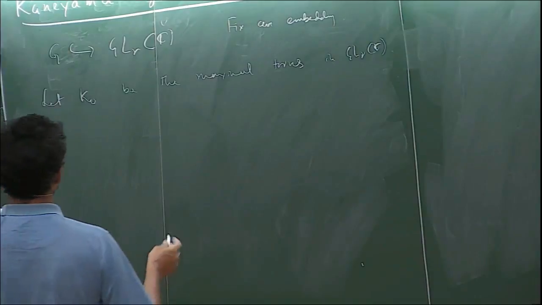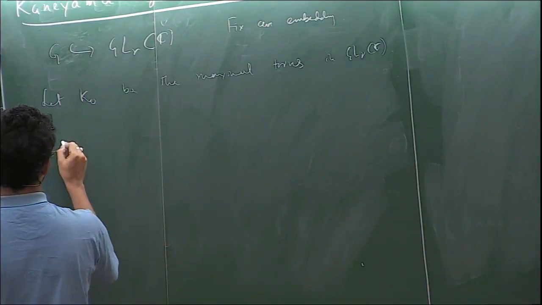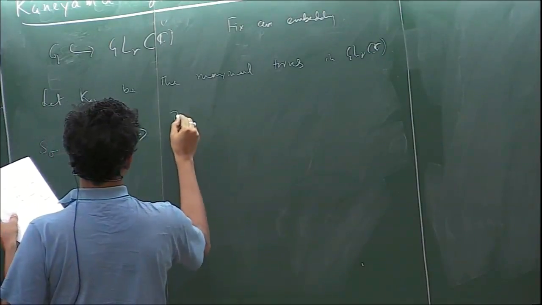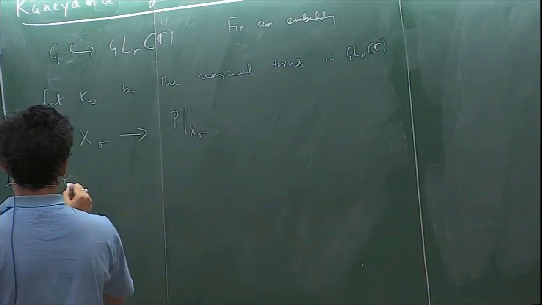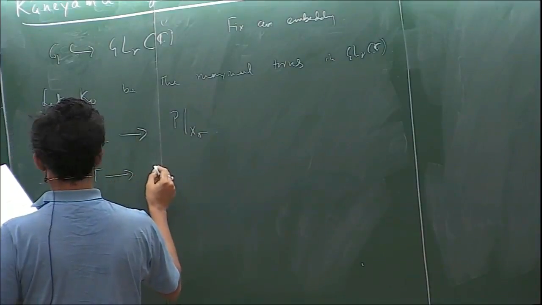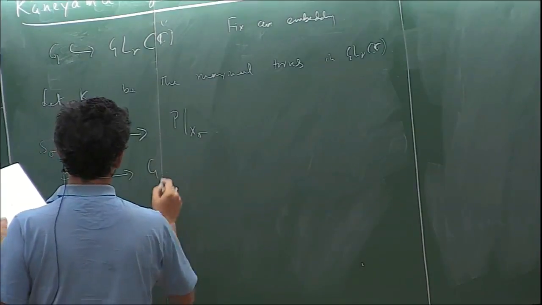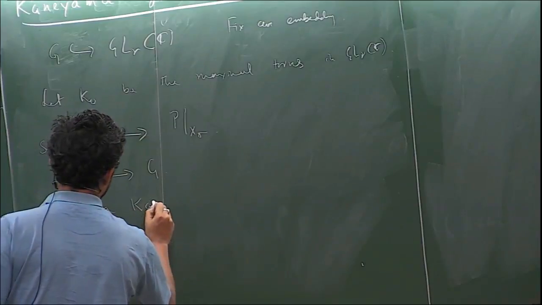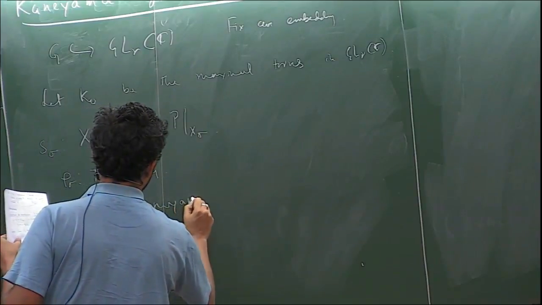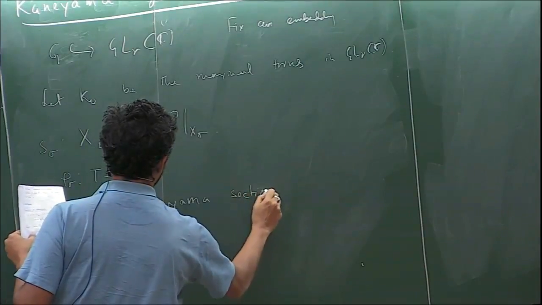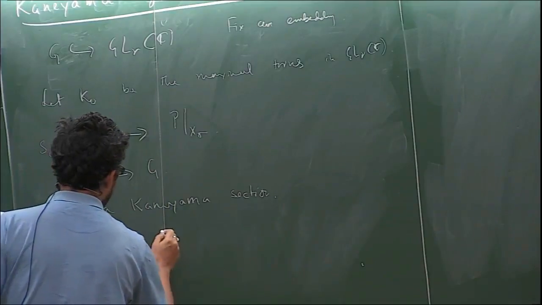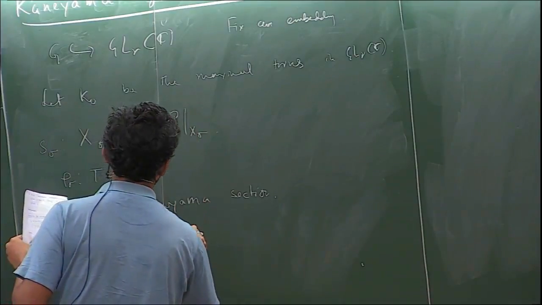I call a section S sigma, S sigma from X sigma to P restricted to X sigma, with rho sigma the action on G. So I say S sigma is a Kaniyama section if the image of rho sigma lies in this fixed maximal torus, which I call K naught.